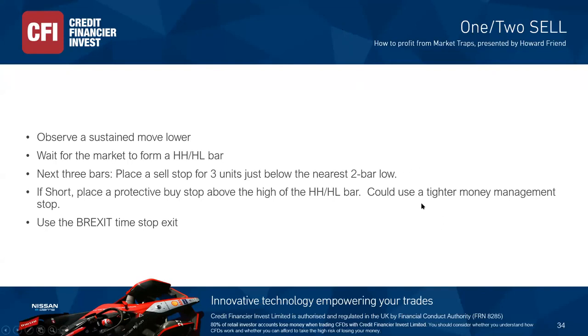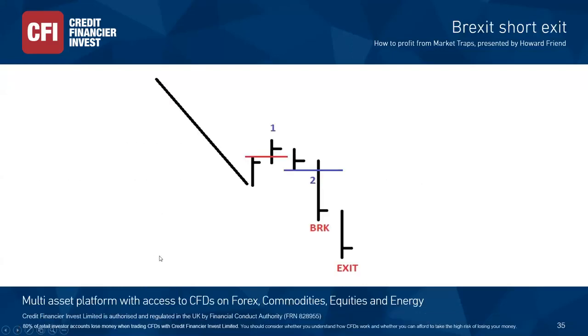Okay, so when we break the 2 bar low, we're going short, and we need to protect ourselves with a buy stop, usually above the high of the correction so far. Again, we could use a tighter money management stop if that distance is too big. And of course, we need to get out on the Brexit time-based exit.